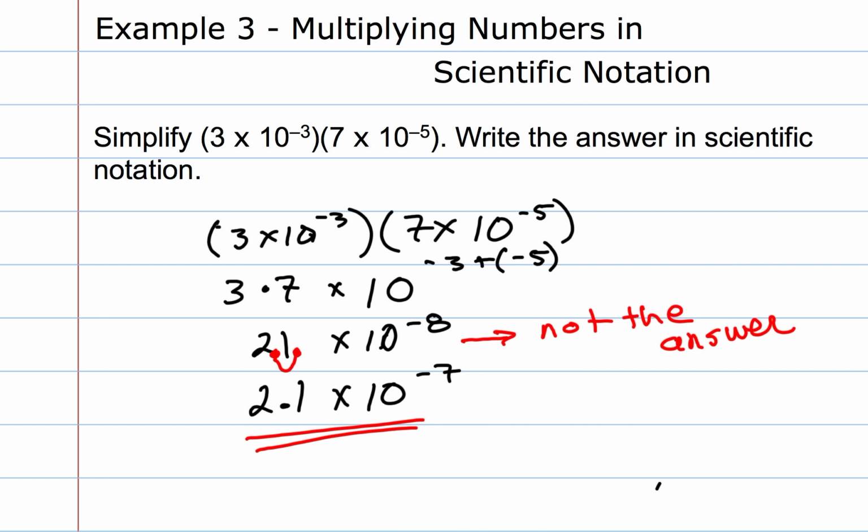Where you might get fooled on a multiple choice test is this is listed as one of the answers, 21 times 10 to the negative 8th. But it's not the correct answer. 2.1 times 10 to the negative 7th is.